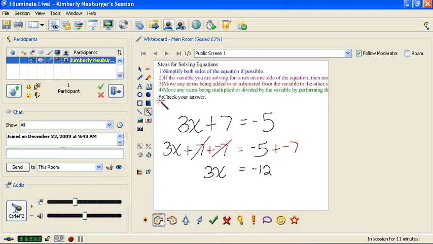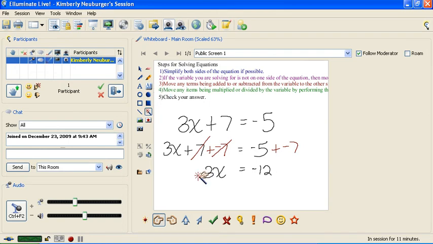So we're going to take a look at step number 4, and that is to move anything multiplied or divided by the variable. And notice right here that we have a 3 next to the x. That means 3 times x. So we need to do this step number 4 here and move this 3 that's being multiplied.